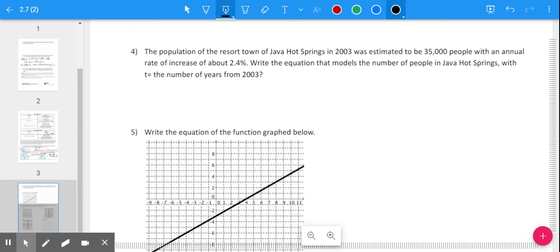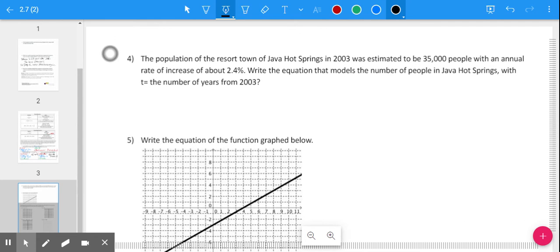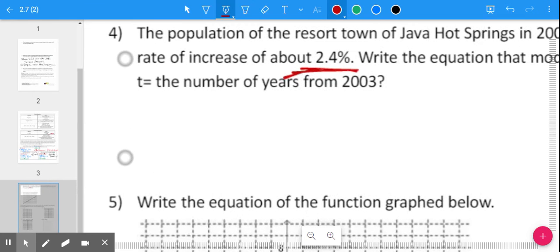And on to the last page of this lesson. The population of a resort town of Java Hot Springs in 2003 was estimated to be 35,000 people with an annual rate of increase of about 2.4%. Write the equation that models the number of people in Java Hot Springs with T equals the number of years from 2003. So first thing we know, it's increasing by a percent. That makes it exponential.